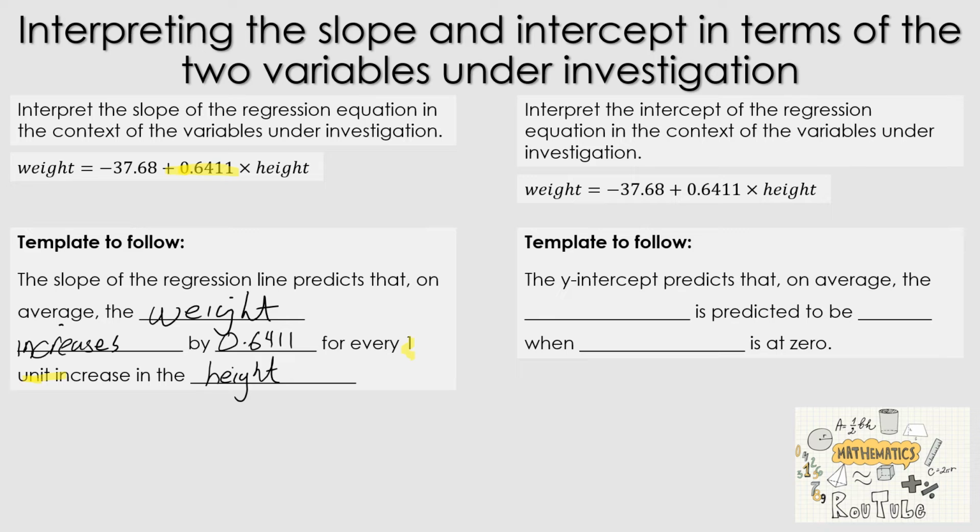Weight is the RV, increases or decreases depending on if the slope value is positive or negative. Obviously, the 0.6411 is just the value of the slope, and then for every 1 unit increase in the EV, which in this case is the height.